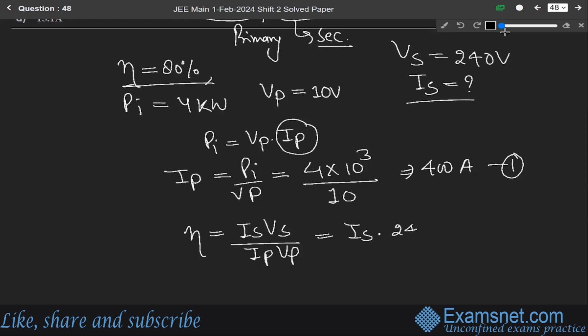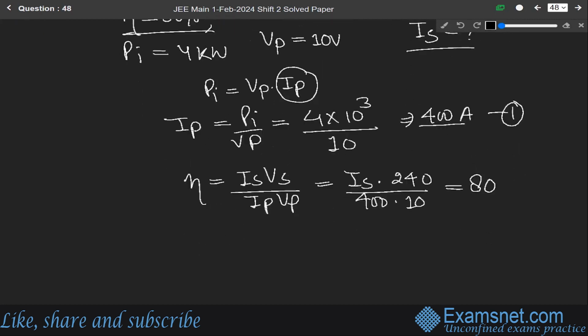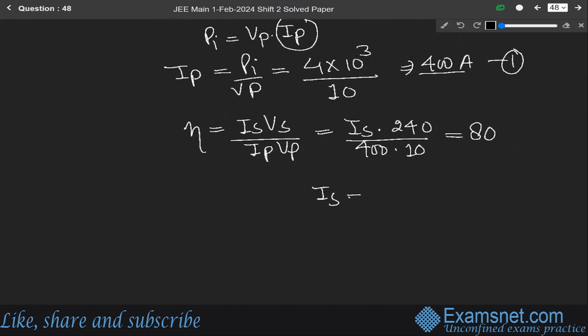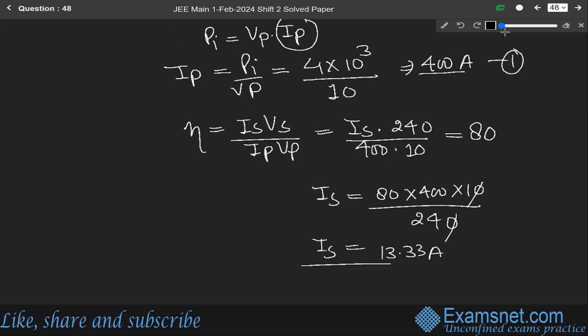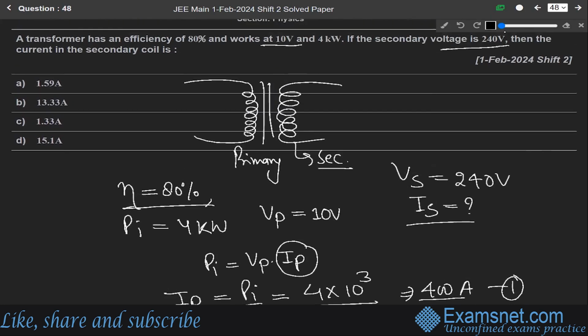VS is given as 240 and IP is 400 ampere into VP is what? 10 volt. It is equal to, given as, 80. So solving it, we get IS is equal to 80 into 400 into 10 over 240. Okay, this 0 cancels this. Solving it, we get IS is equal to 13.33 ampere. Okay, this is our final answer. So the correct option is option B.